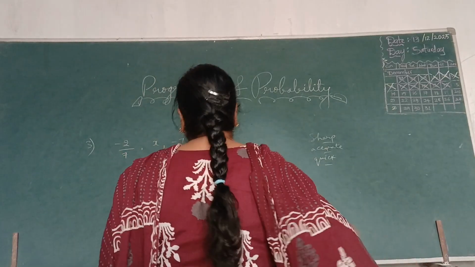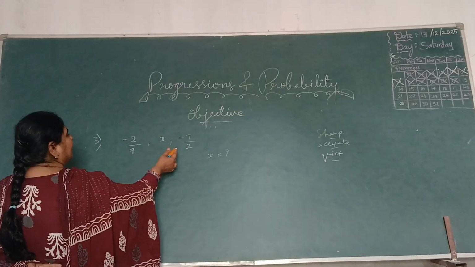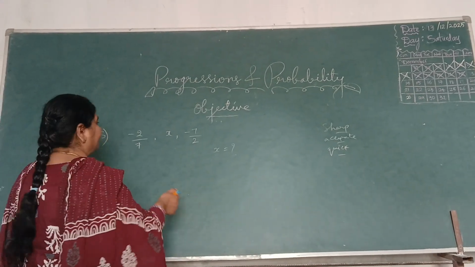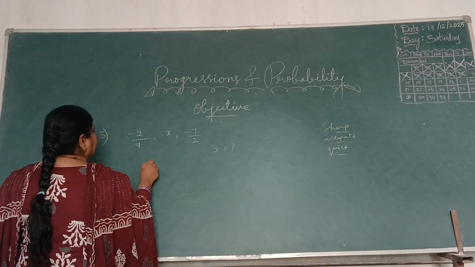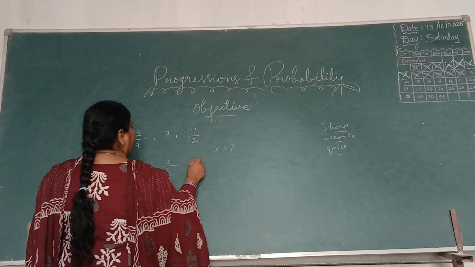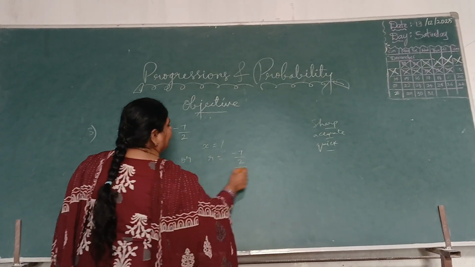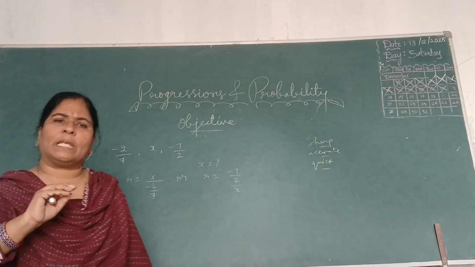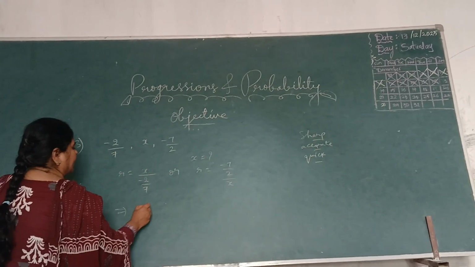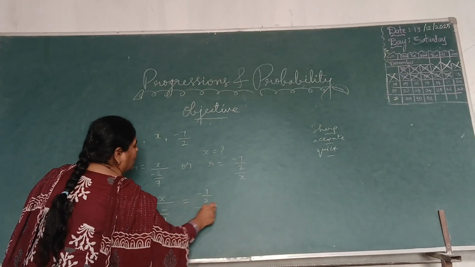We need to find x here. Children, when they are in GP, what do you know about the common ratio? That is r. r is nothing but x by minus 2 by 7, or we can take r as minus 7 by 2 by x. That means the common ratio is the same everywhere. So x by minus 2 by 7 is equal to minus 7 by 2 by x.